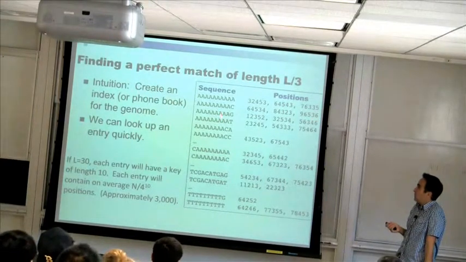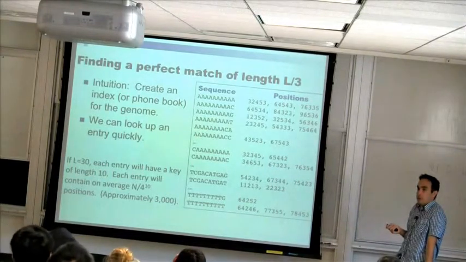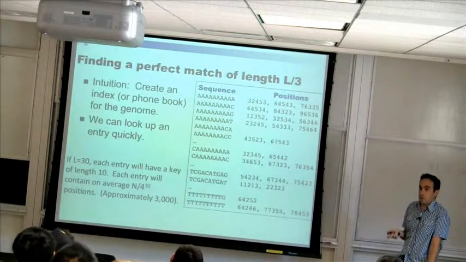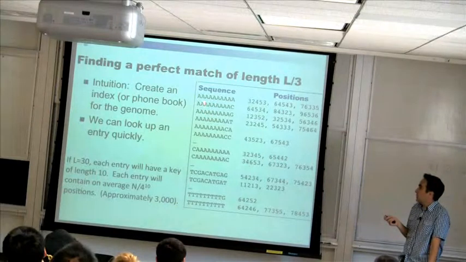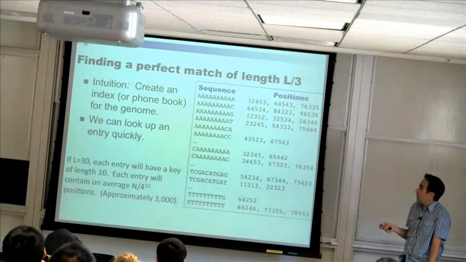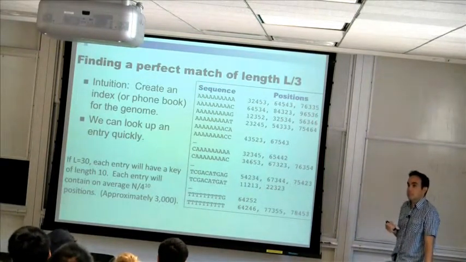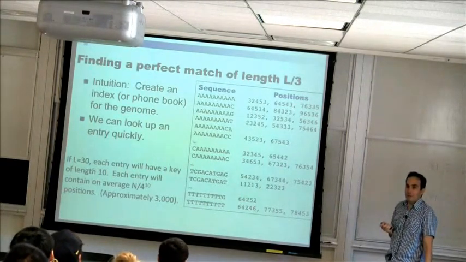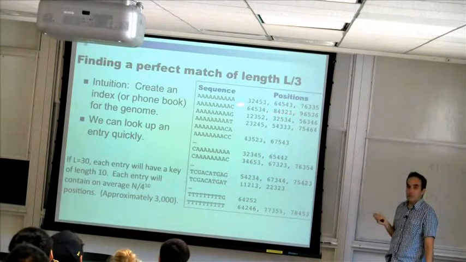Just hash. You can basically make an index, like a phone book or a hash table, for all sequences of length L/3. So here is L/3, and this is all A's up to all T's. First of all, how many entries are there here? We just talked about this. 4 to the 10th, about a million, right? Very good. And then here would just be where they occur in the sequence.